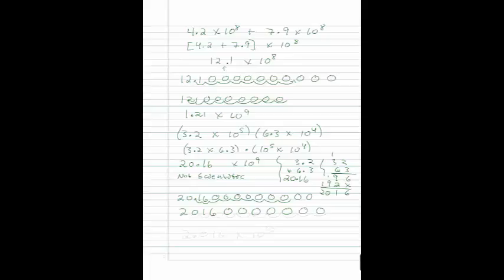So that will give us a number between 1 and 10, 2.016, times 10 to some power. And let's count them and see how many that will be. 1, 2, 3, 4, 5, 6, 7, 8, 9, 10. 2.016 times 10 to the 10th.